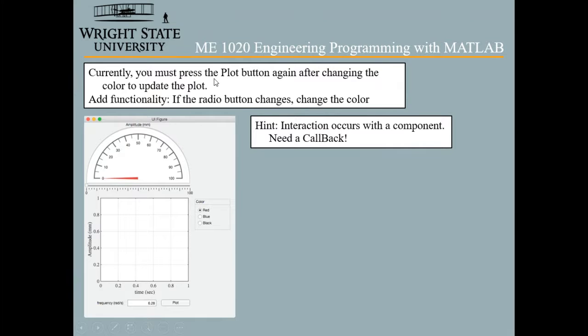And so what I want to do is, currently I must press the plot button again when I change the color. So if you remember when I ran it before, I had to hit the plot button again to change the color of the plot. So what I want to do is add some basic functionality so that if the radio button changes while the app is open, it just automatically changes the color of the plot without me having to click the plot button again. That way I only have to interact with one thing instead of two.